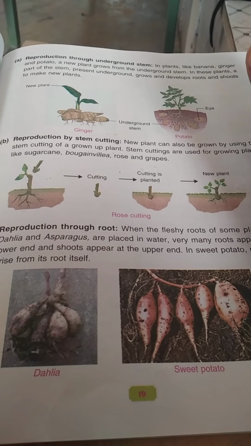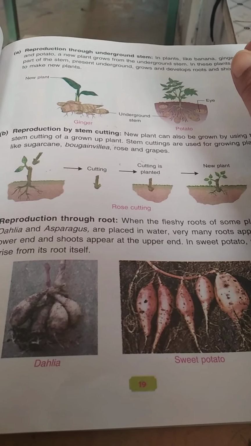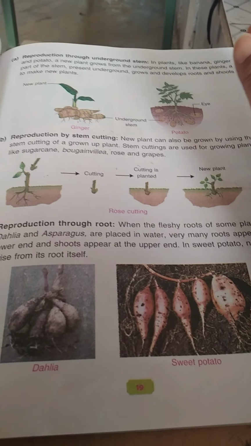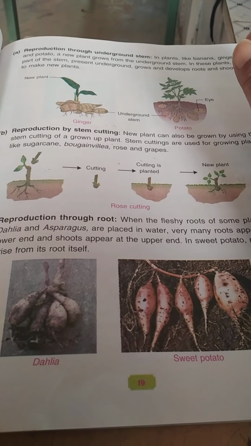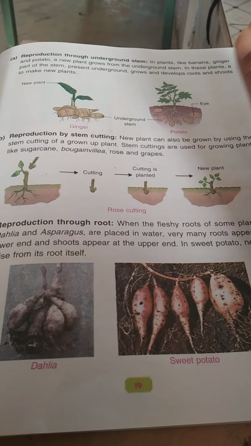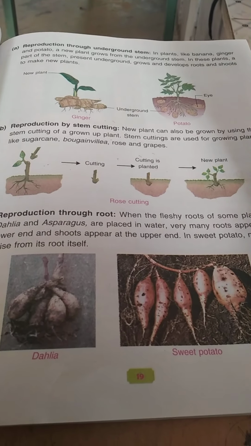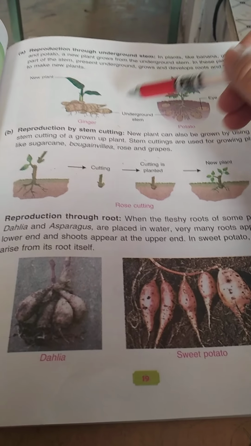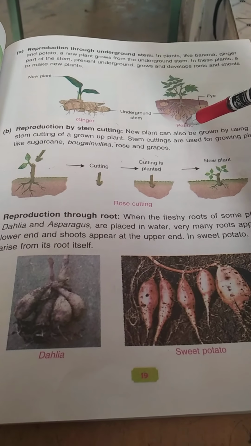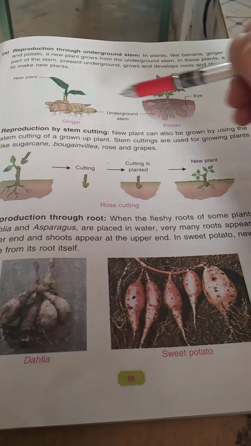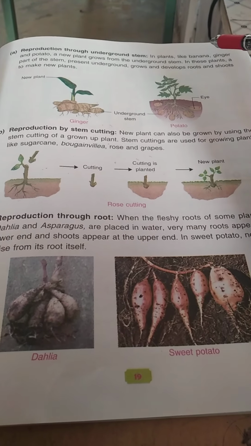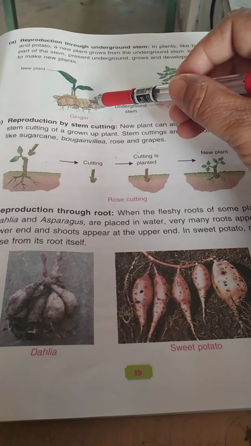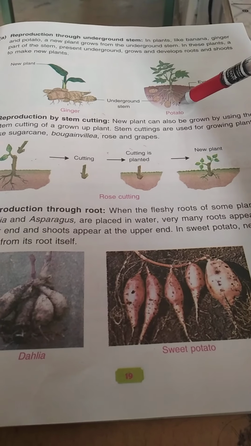But that they are underground doesn't mean that they are roots. They are stems. They are modified stems. Because the general feature of the stem is to be above the ground, but these stems are present underground. So these are underground stems. When you put these stems inside the soil, they give rise to the plant. Ginger gives rise to ginger plant and potato gives rise to potato plant.